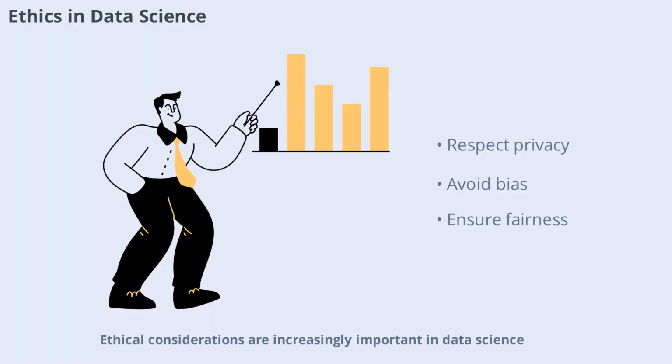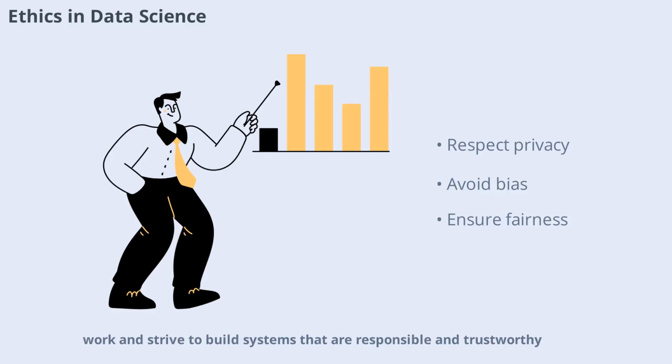Ethical considerations are increasingly important in data science. This means respecting privacy, avoiding bias, and ensuring fairness in models and decisions. Data scientists must be aware of the potential impacts of their work and strive to build systems that are responsible and trustworthy.